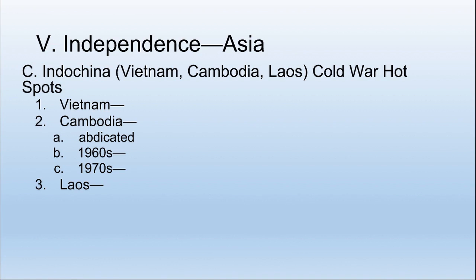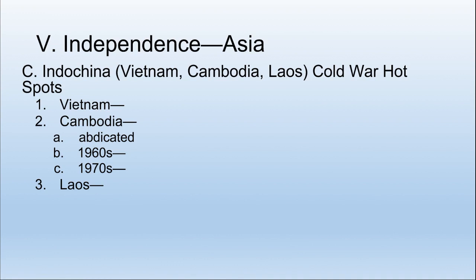They're granted independence under Prince Sihanouk, spelled S-I-H-A-N-O-U-K. He's going to rule for 2 years and then abdicate in 1955. He steps down in 1955, and a parliamentary democracy is created.